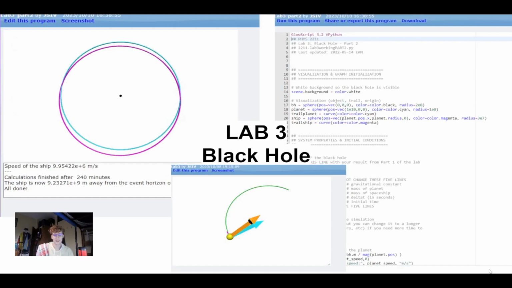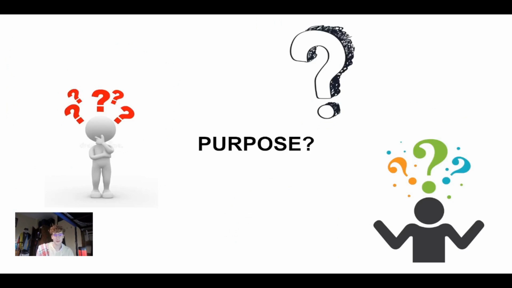Hi, I'm John, and this is my lab report on Physics 2211, Lab 3, Black Hole. The purpose of this lab is to get a better understanding of the gravitational force through computational analysis and computer simulation of a black hole in spaceship scenarios.